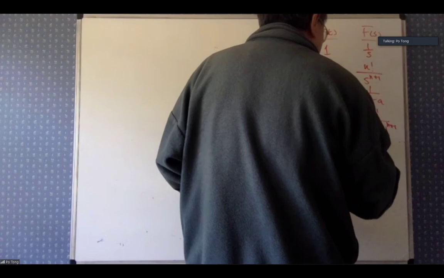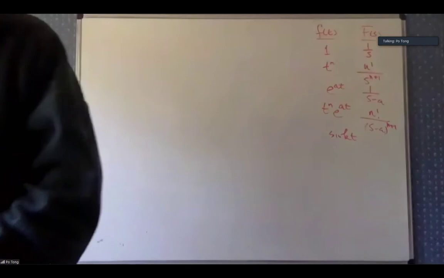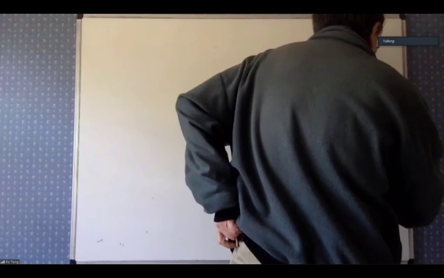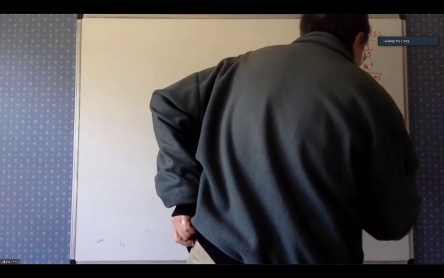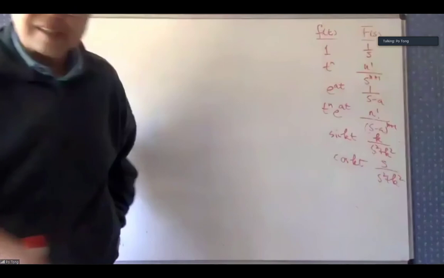What's sine kt? Anybody remember? k over s squared plus k squared. Cosine kt is s over s squared plus k squared. So we did all this last time.